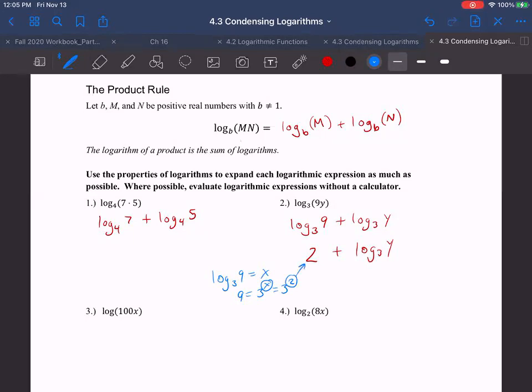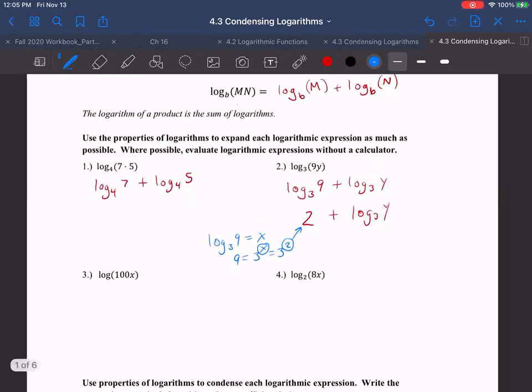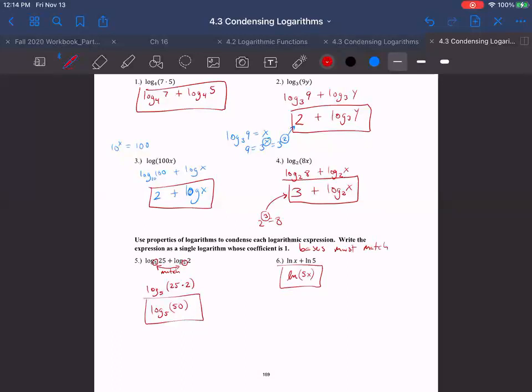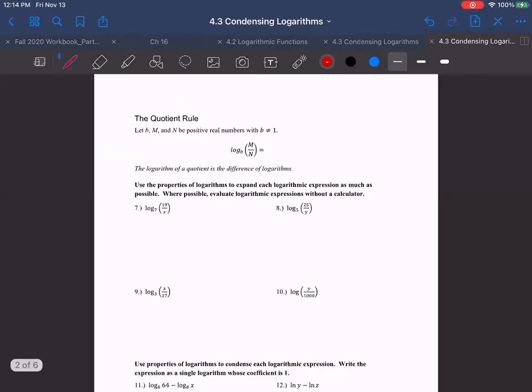Okay, so I'm going to pause right there and give you a chance to try those next two. All right, you can see the answers to these worked out here. And so we'll go ahead on this next one.